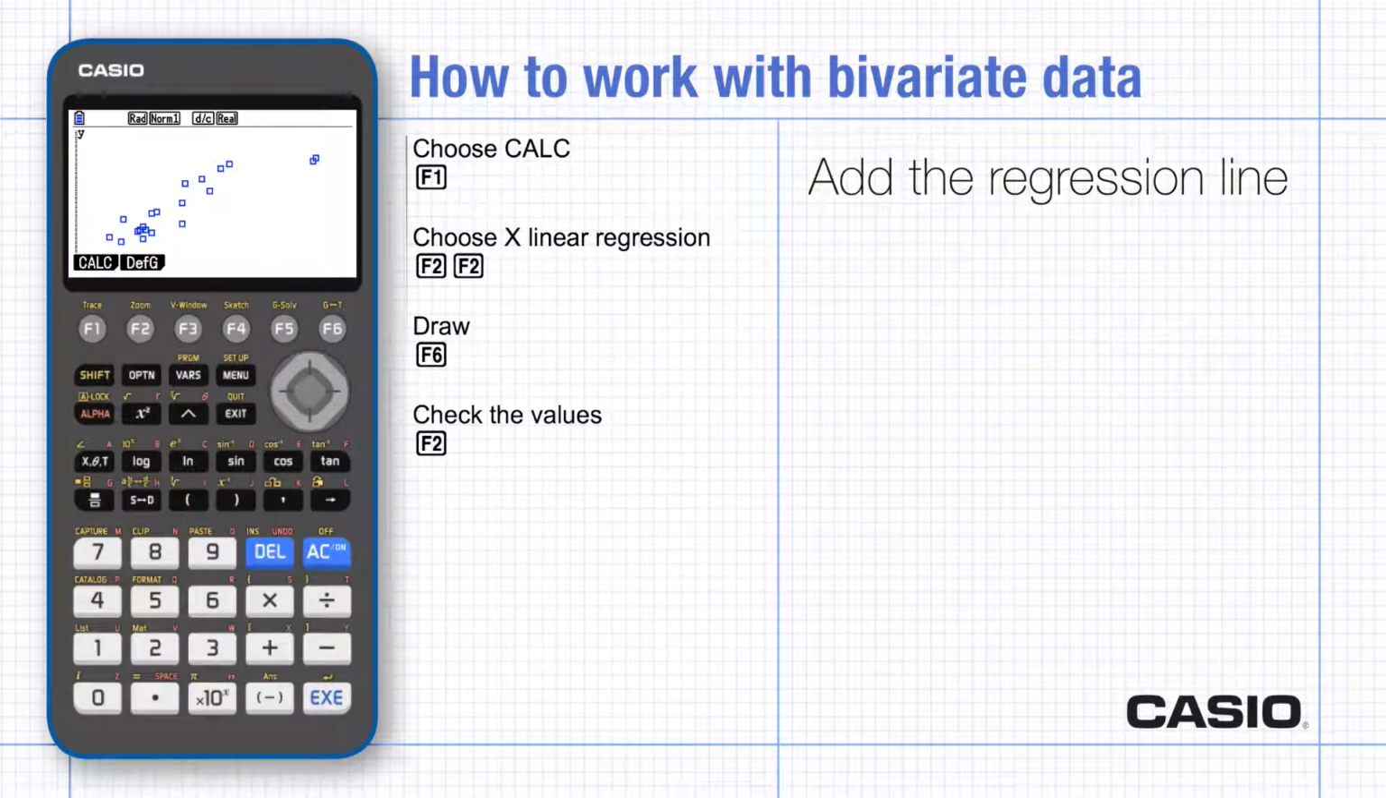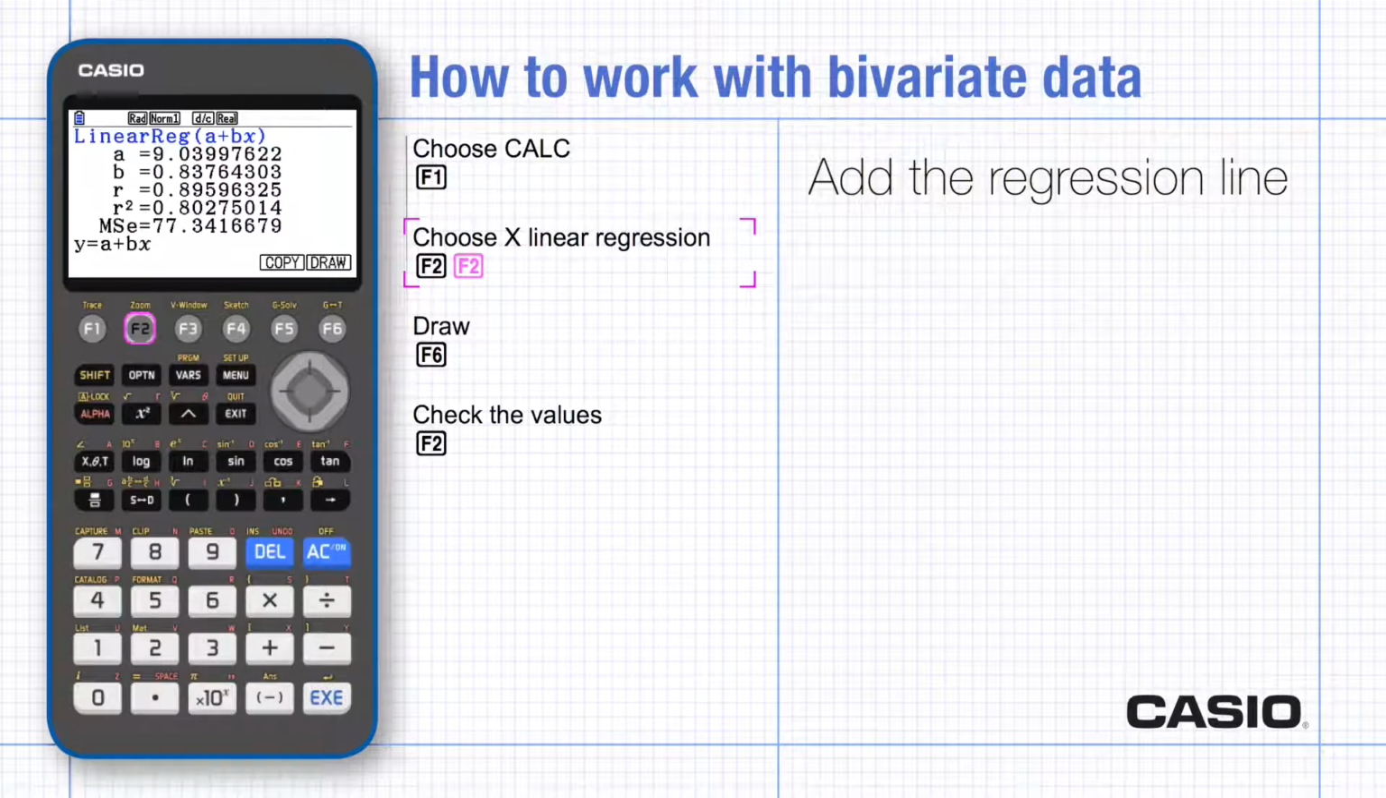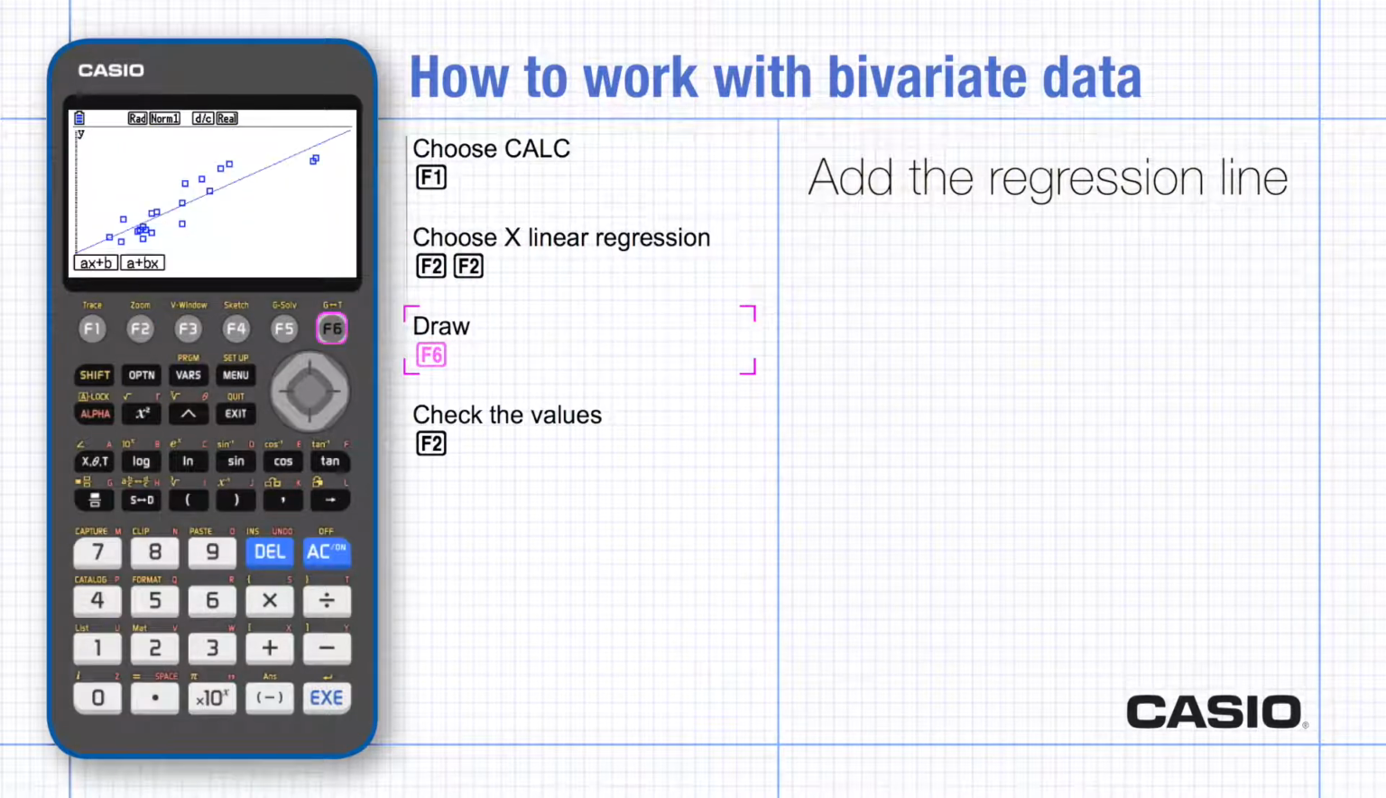Use Calc, and F2 is the option for linear regression. I'm using the A plus BX as the equation for the regression line. Choose Draw and return to the graph with the regression line added.